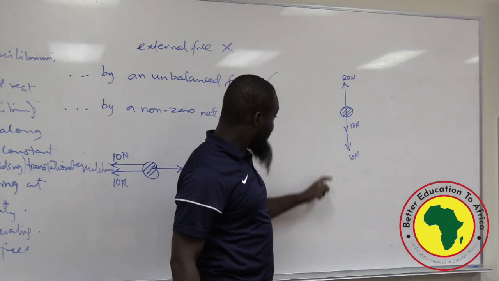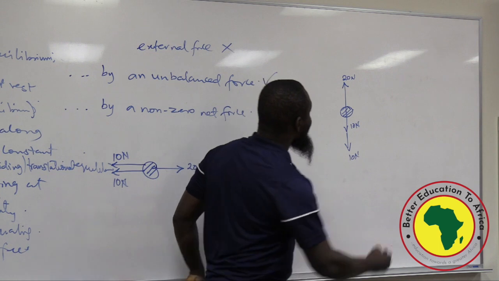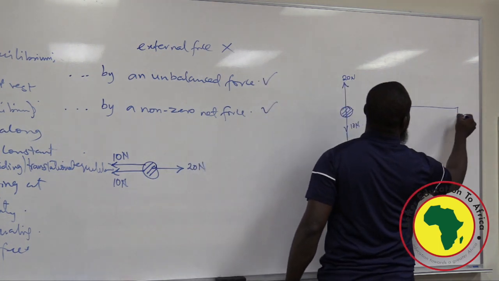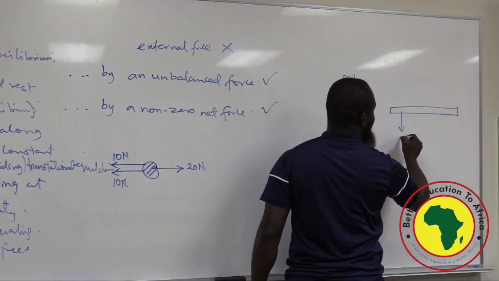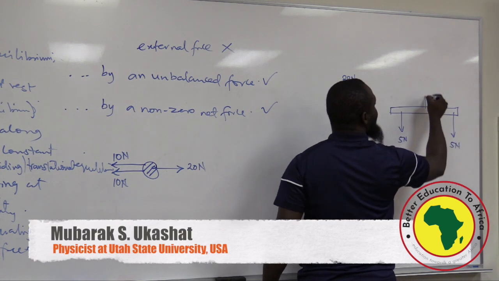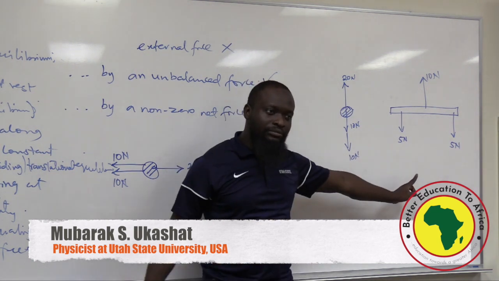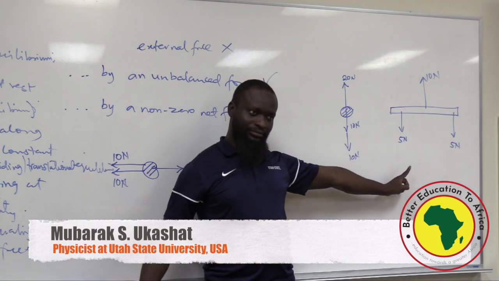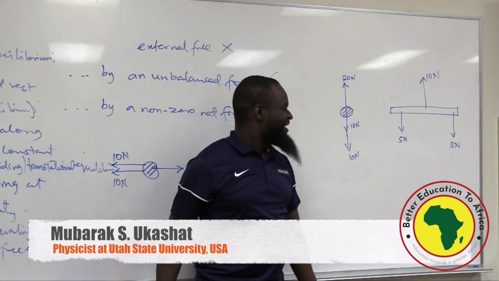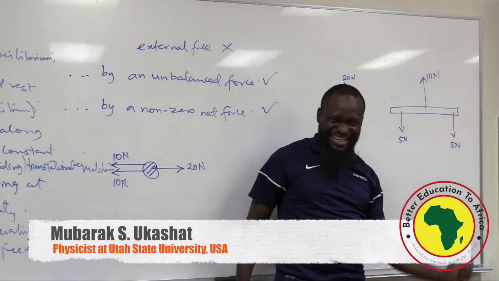It's in equilibrium, right? Because I have 10 plus 10, 20, so the net force is 0. What about this body here? 5 Newton going down here, 5 Newton going down here, and 10 Newton going up here. Is this body in equilibrium? I think so. Of course it's in equilibrium, because you have 10 Newton acting down and you have 10 Newton acting up.